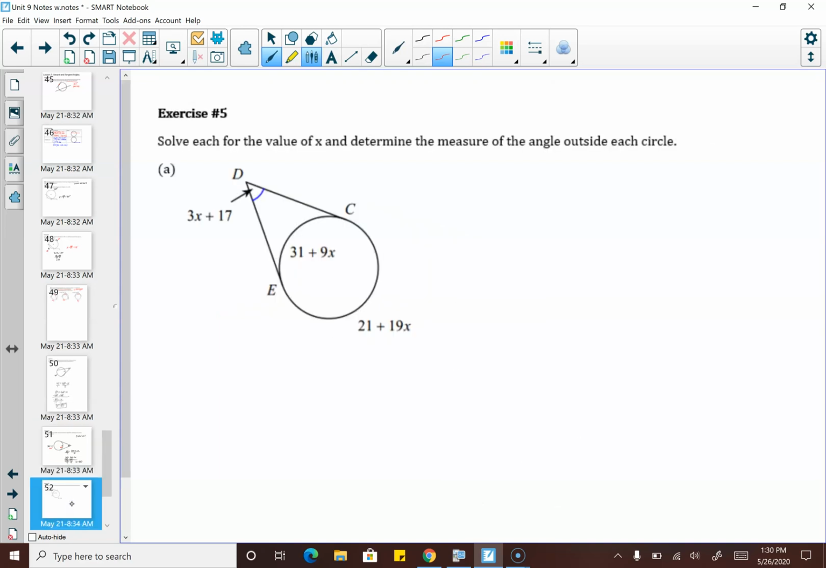So exercise 5 has a couple more challenging ones. What I'd like you to do is pause the video and see if you can solve these on your own before you watch how I do it.